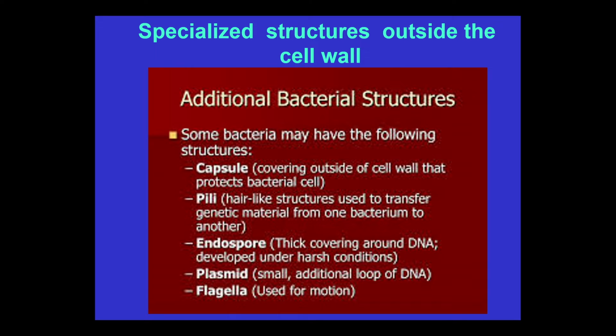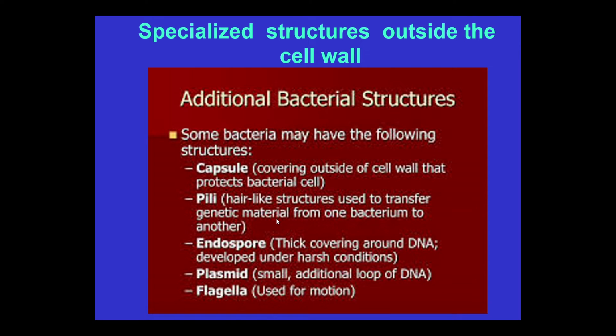Now, apart from the very important mandatory structures like nucleoid, mesosomes, ribosomes, cytoplasm, cytoplasmic membrane, and cell wall, we may have some additional structures in bacteria that may or may not be present in bacteria. And these are non-mandatory additional structures.